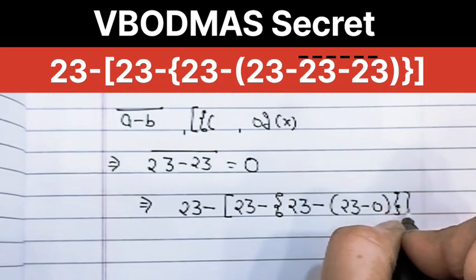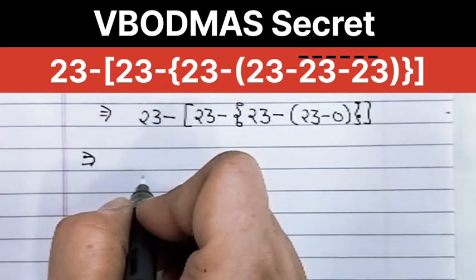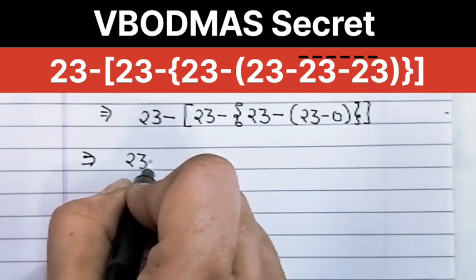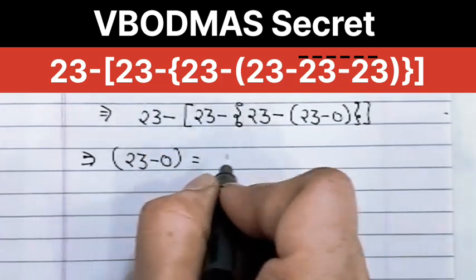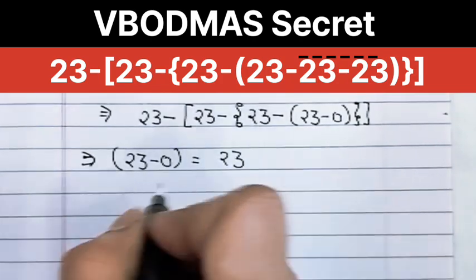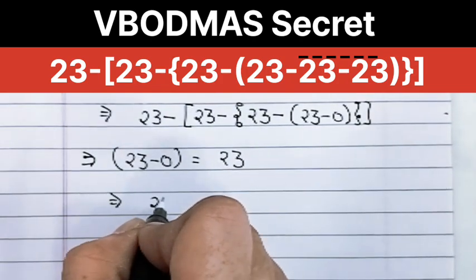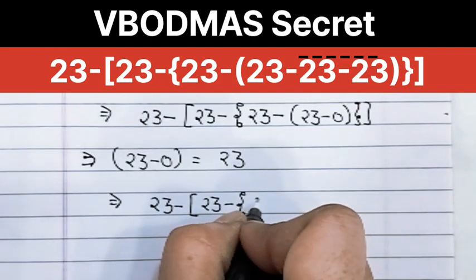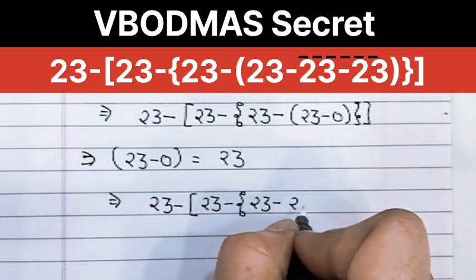Now bracket off. Now step 2, solve for the parentheses, the round brackets. Inside the round brackets we have 23 minus 0. So we'll get 23 as our answer. Again the expression becomes 23 minus square bracket 23 minus curly braces 23 minus 23.